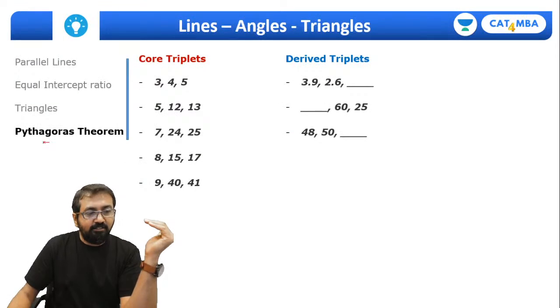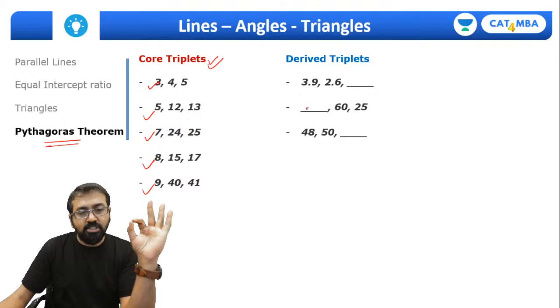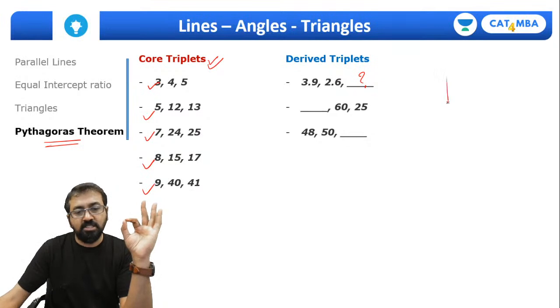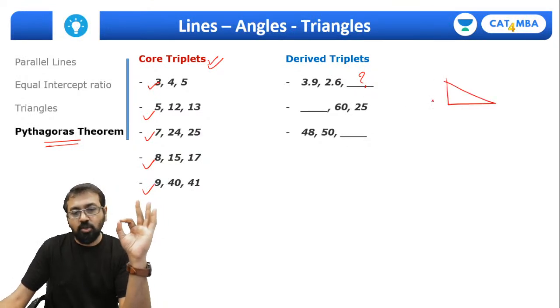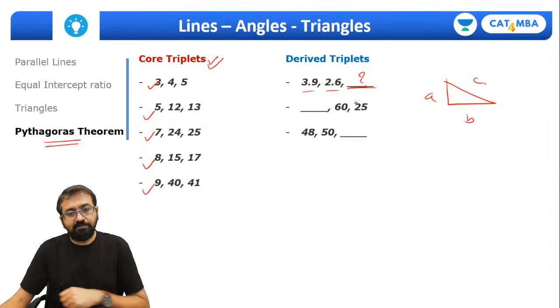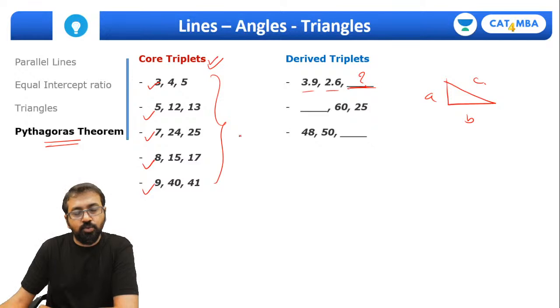One more thing that you need to understand is the Pythagoras theorem. Of course, you understand that, but remember these five Pythagorean triplets. Now, can you tell me what will be the value over here? Two sides of a right angle triangle are 3.9 and 2.6. If you use any of these Pythagorean triplets, what will be this third side?